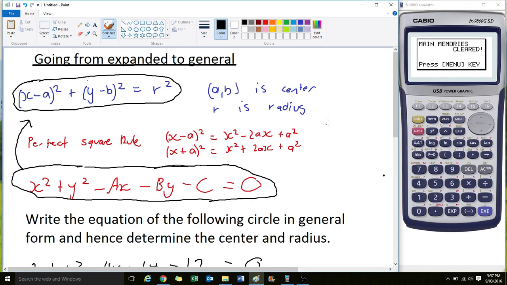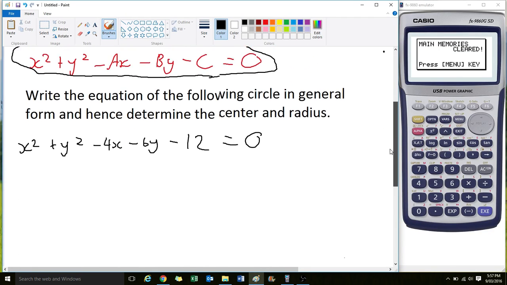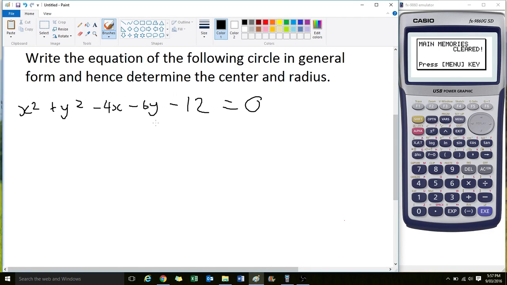Okay, so once again we're going to need to use the perfect square rule because we're going to be doing something called completing the square. So what we're going to start with is the equation that we finished with in the previous video. Okay, and the reason being is because we're dealing with the same circle. This time we're pretending we don't know the center and radius, but rather we're starting with the circle in expanded form, and we want to write it in general form.